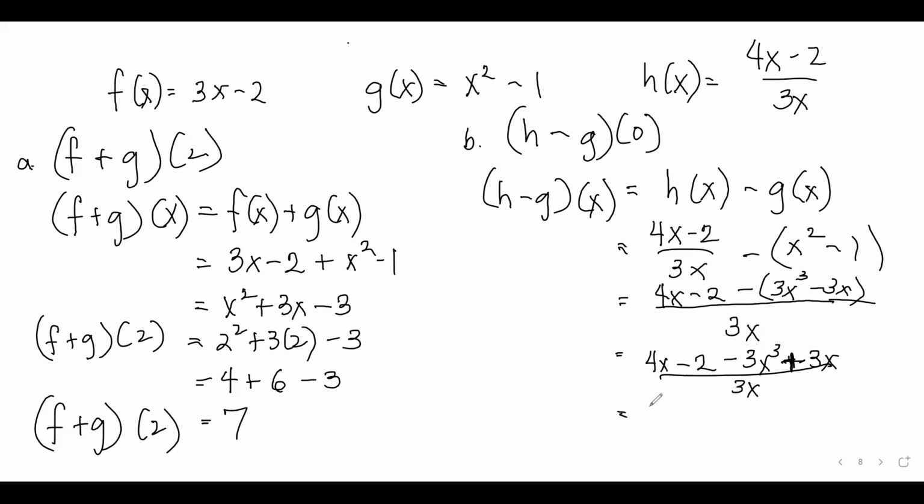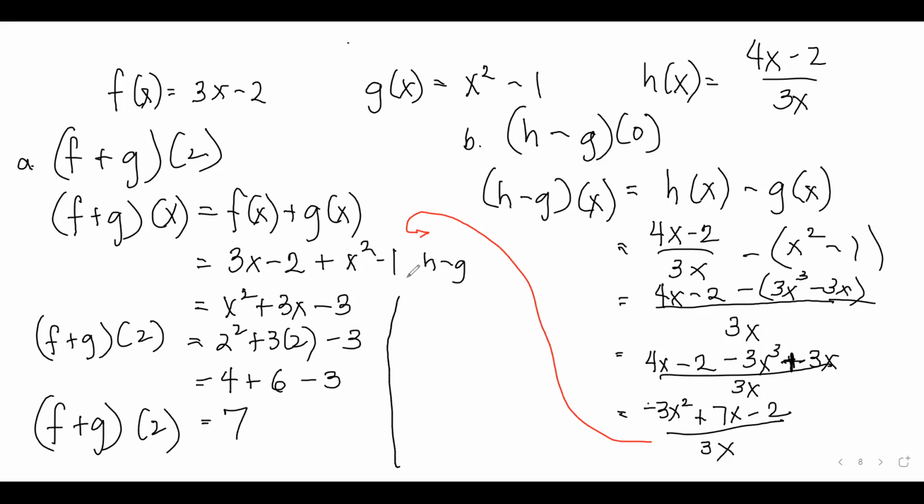Simplify pa ulit. So, we have negative 3x squared plus 7x minus 2 over 3x. O, ayan na yung ating H minus G of X. Eh, sir, ang hinahanap natin is of 0. Okay? Sige, dito na lang banda. Ayan. Okay. So, H minus G, dito na lang ha, box ko na lang.